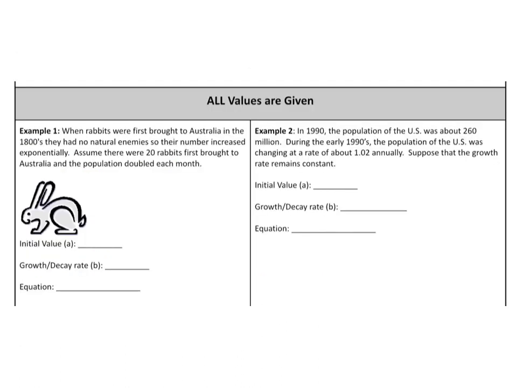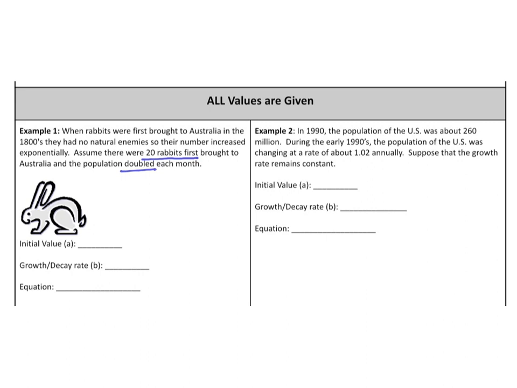But let's go ahead and get started when all values are given. Oftentimes when you see word problems with exponential functions, they're going to give you all the information you need to write the equation. So let's look at example number 1. When rabbits were first brought to Australia in the 1800s, they had no natural enemies, so their number increased exponentially. Assume there were 20 rabbits first brought to Australia, and then the population doubled each month.